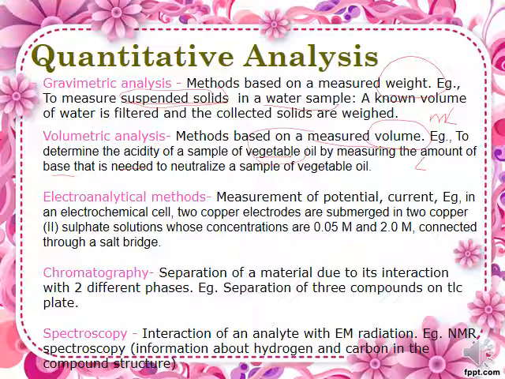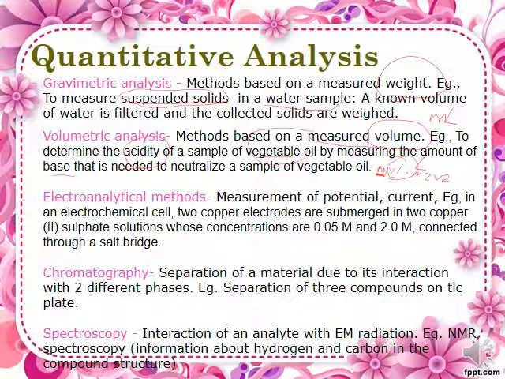Normally volumetric analysis will involve the formula M1V1 = M2V2. When we know the amount and the concentration of the titrant, and of course the predetermined volume of the sample, we know the concentration, meaning the acidity, of the sample.